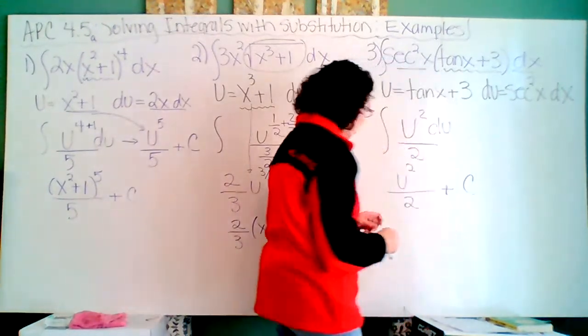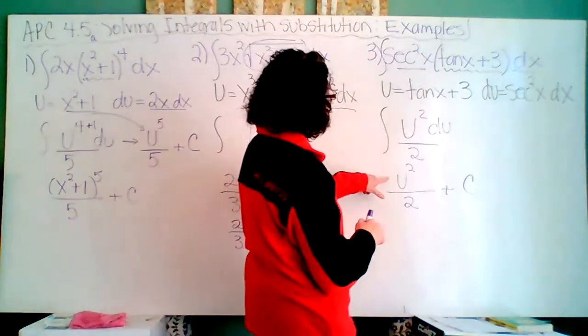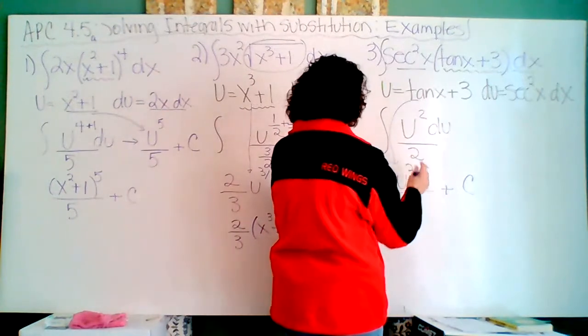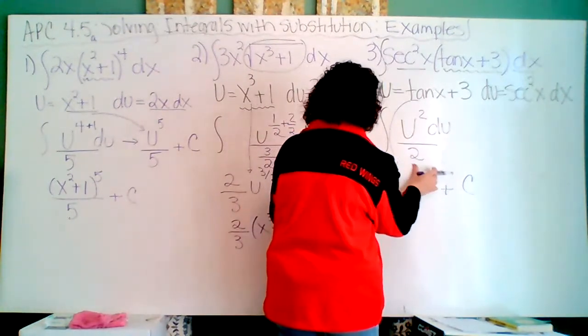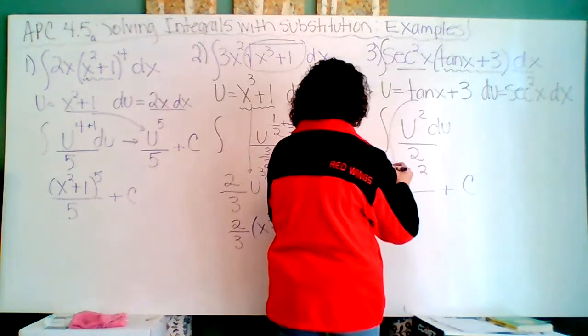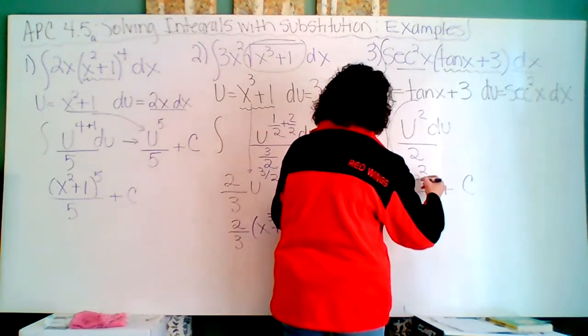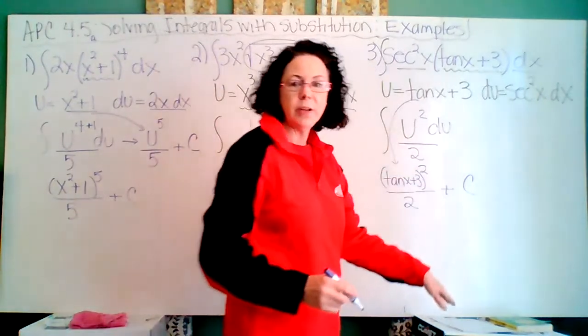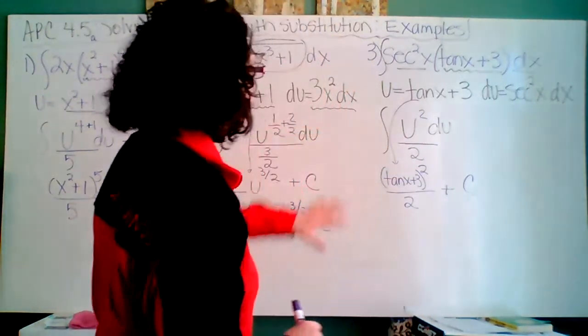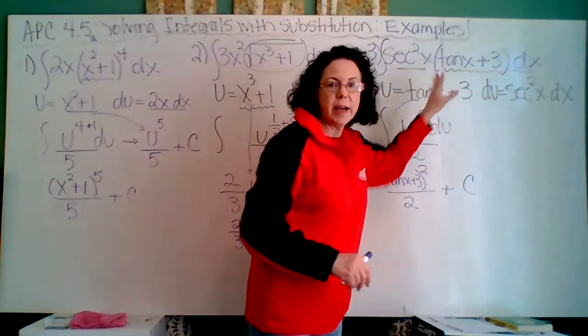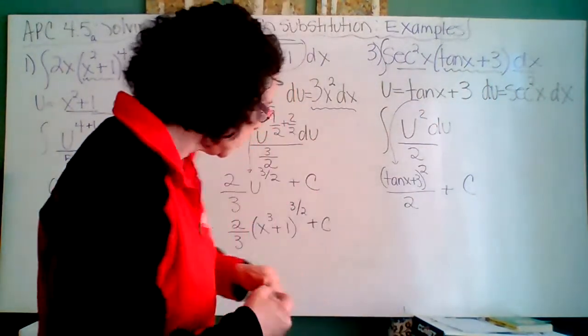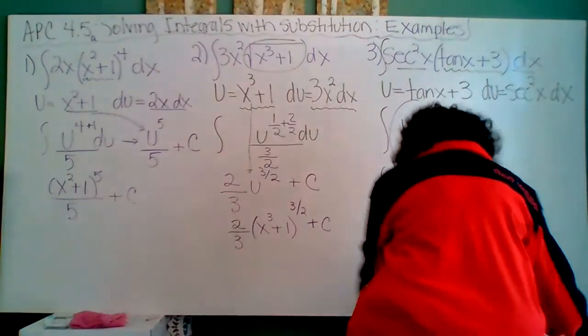Now that I'm done integrating, I will replace my u with the x expression. So if it's okay with you, rather than keep rewriting it, tangent of x plus 3. And I guarantee you, if you take the derivative of this expression, you will get this original expression back when you use the chain rule. Okay, let's erase this and let's try some more.